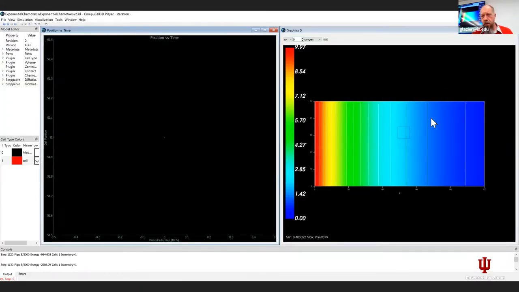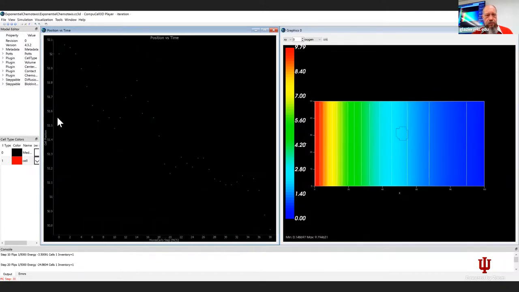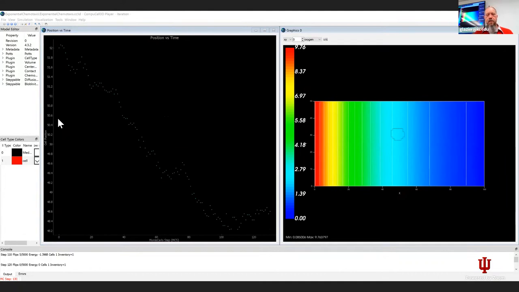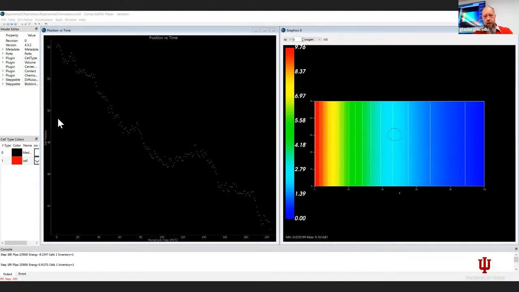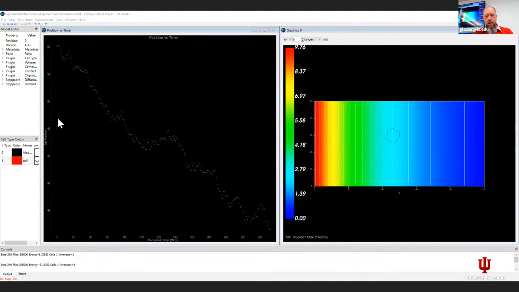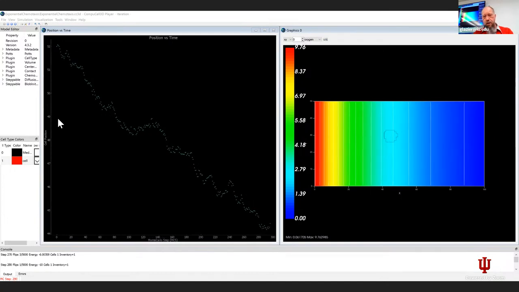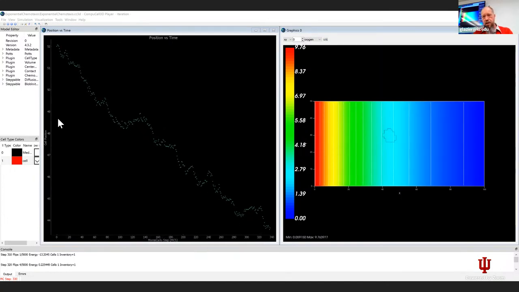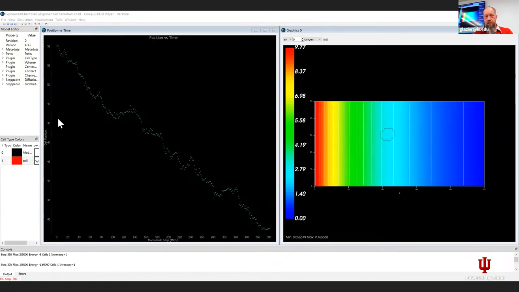So here's my initial chemical field. You see it's steeper towards the left and shallow towards the right. And I'm going to plot the position versus time. So the slope of this line is going to be the typical velocity of the cell. You see the cell's moving to the left. And it's noisy, but as time goes on, that line will get steeper, which indicates that the cell is speeding up as it goes to the left.